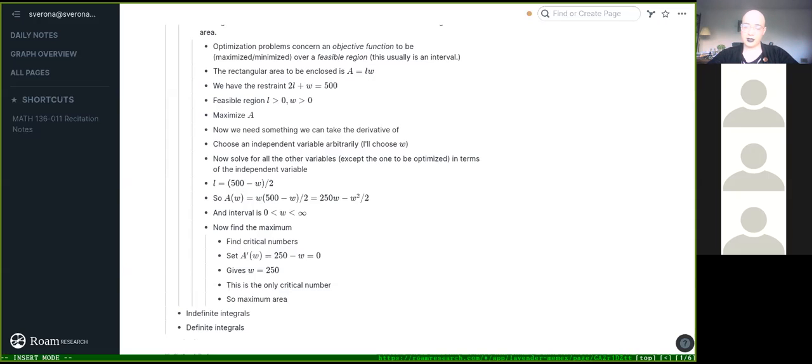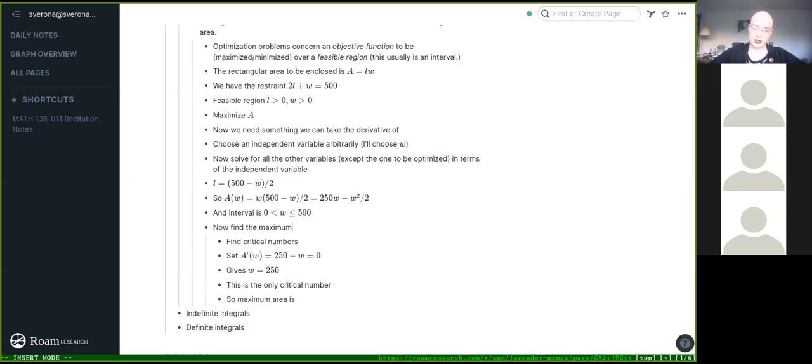So maximum area is, oh wait a second, hold on, I messed up. 0 is less than W. This isn't quite the whole interval. I can't use more than 500 feet of fence, right? So there you go. Sorry, I kind of misspoke. It was going to work out anyway, but details are kind of important when you do something like this.